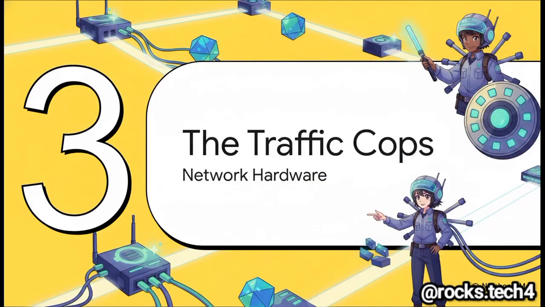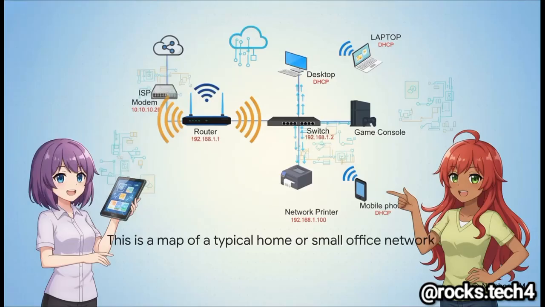Okay, so we've got our devices connected, but with all of that data flying around everywhere, how does anything get to the right place? For that, we need some special hardware to act as the traffic cops of our network. Now this right here, this is a map of a pretty standard home network. You can see all the different pieces working together. Let's break down what the two most important players, the switch and the router, are actually doing.